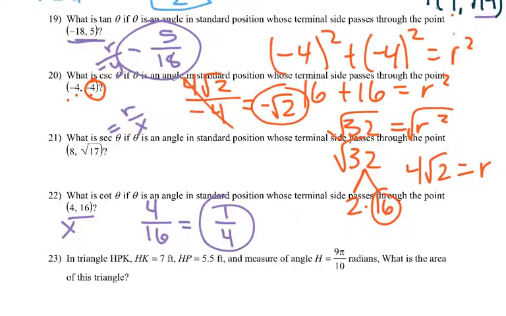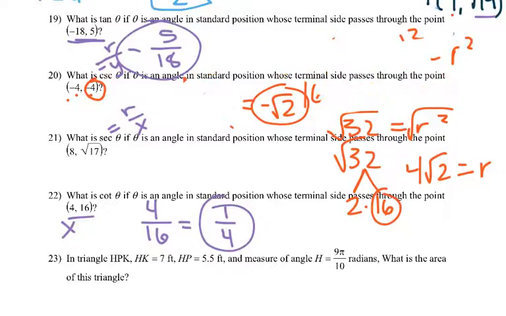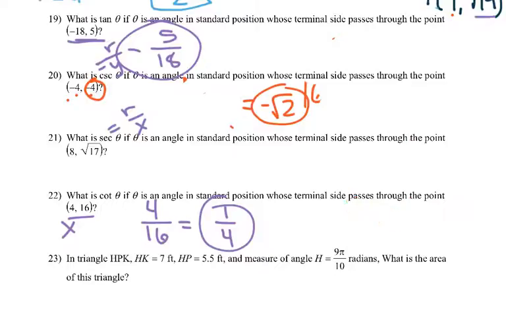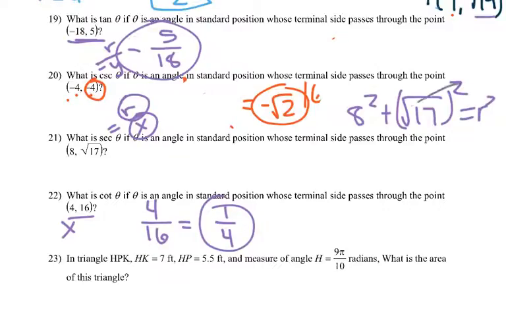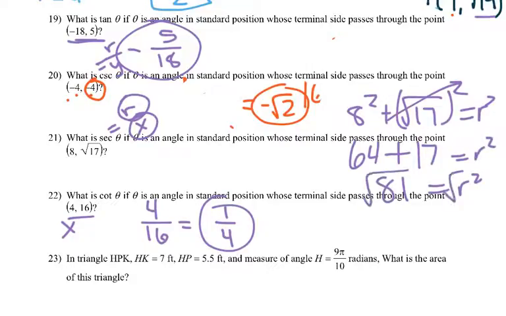Okay, and finally the secant on this one. Okay, so secant is r over x, because it's the opposite of cosine. So I go 8 squared plus square root of 17 squared equals r squared. So we get 17 plus 64. Add those up, we get 81. Square root of 81 gives us 9 for r. So r is 9. So r on top, the x value on the bottom, 9/8 would be our fraction.